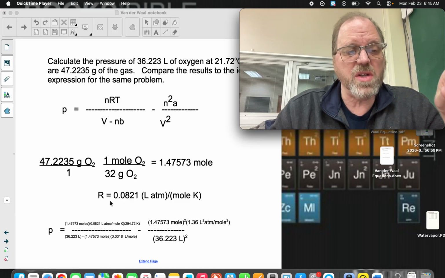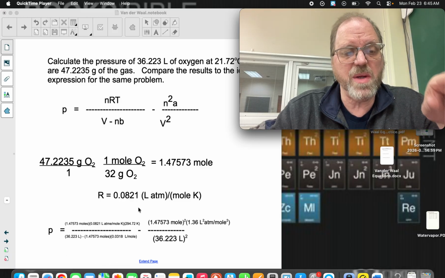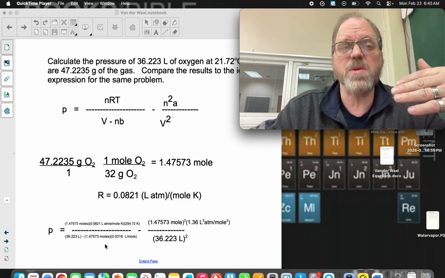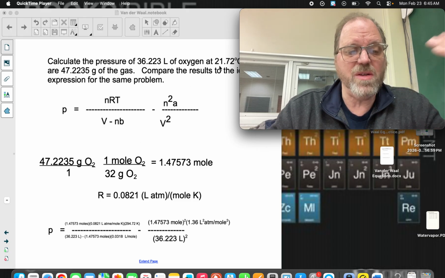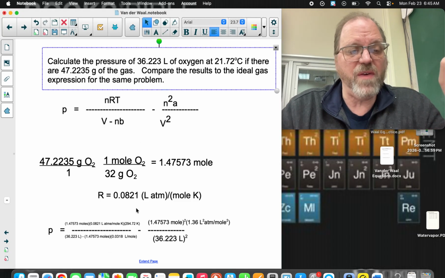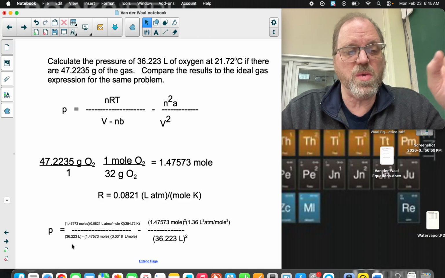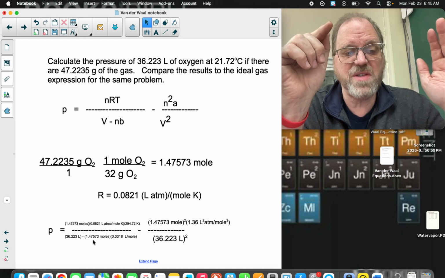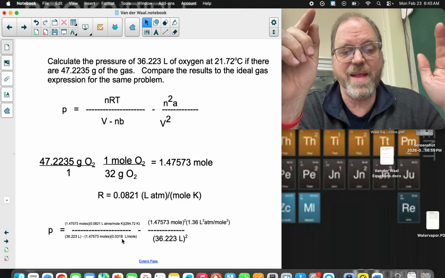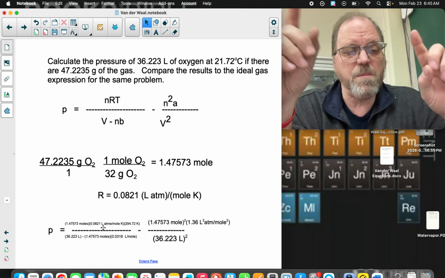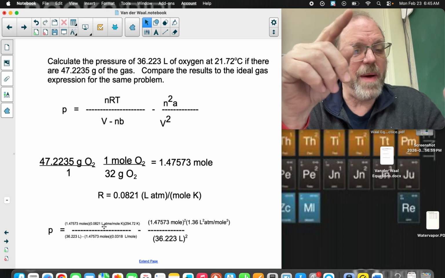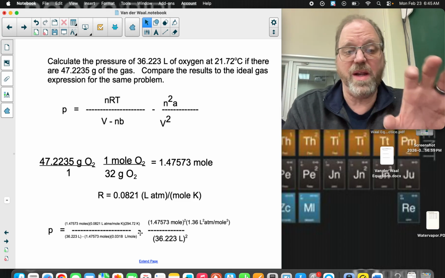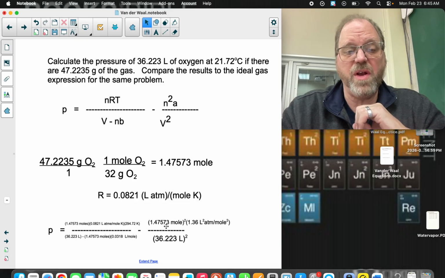And what we're going to do then is just plug that in. So you can take 1.47573 times 0.0821 times 294.72, of course that's the temperature here in Kelvin, at 273. Hit equal. Divide by 36.223 parentheses minus 1.47573 times 0.038. My moles cross out, my Kelvins cross out, my liters cross out. I'm just left with atmospheres. Hit equal, get a number, and then do this one over here separately.